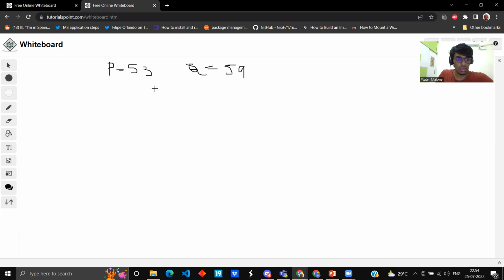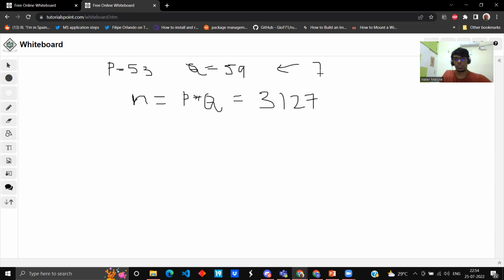We take these two numbers, and to generate the first part of the public key, there are two parts, by the way, we generate N, which is part of our public key. We do that by multiplying P with Q. When we do this, we get 3127. The thing to note here is this number is the result of multiplication of two prime numbers.